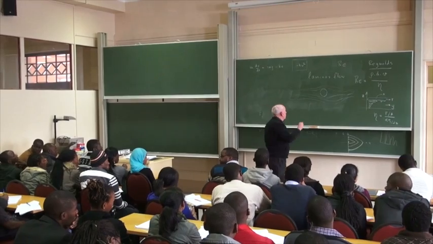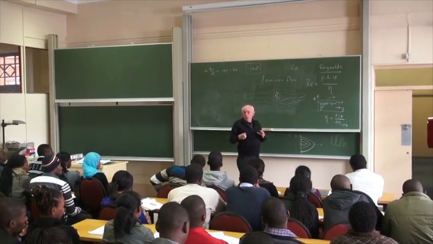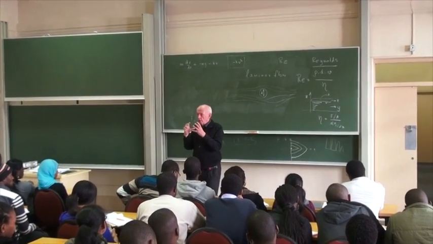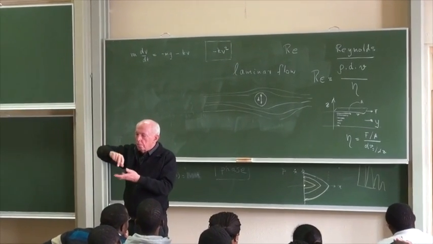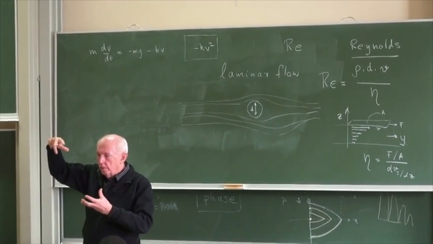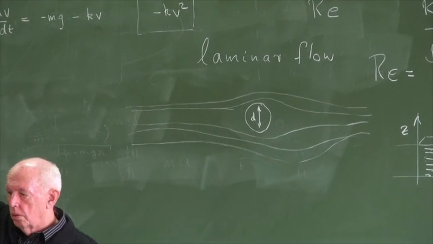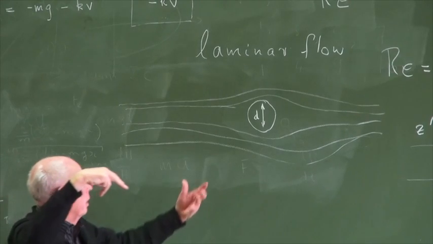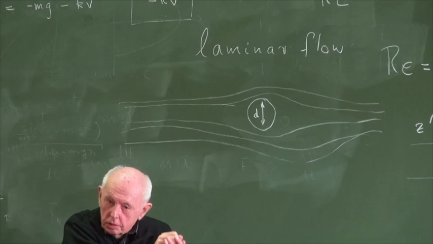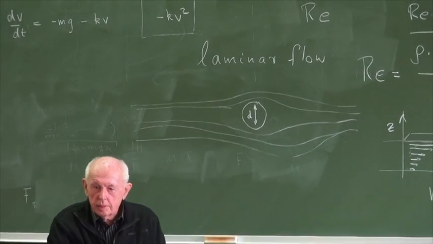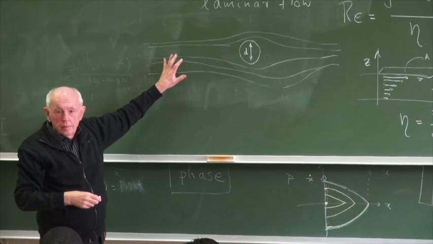Of the ball. This is D. If it's not the ball, it's some measure of the size of the thing you're looking at. So if you use a big thing, of course, then it will be more difficult to flow around like this. If it's small, it flows around quite easily. And so this is the picture.